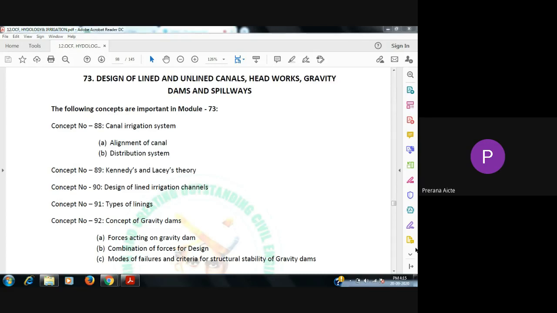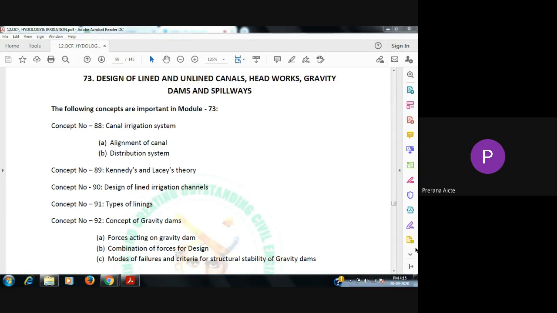Now, next, the design of lined and unlined canals, headworks, gravity dams, and spillways. So there is a chance of one question being asked in the GATE examinations also. It may not include problems, only theory questions, but straight questions. Just concentrating on direct material is more than sufficient to attempt in the GATE examination also.